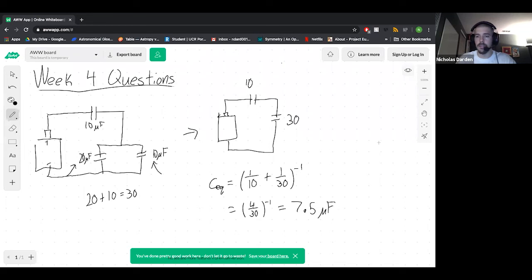7.5 microfarads. So the thing to remember for this problem: capacitors in parallel add normally, and capacitors in series add inversely, right? So we add the inverse of them. So yeah, let's go ahead and move on to number 3.